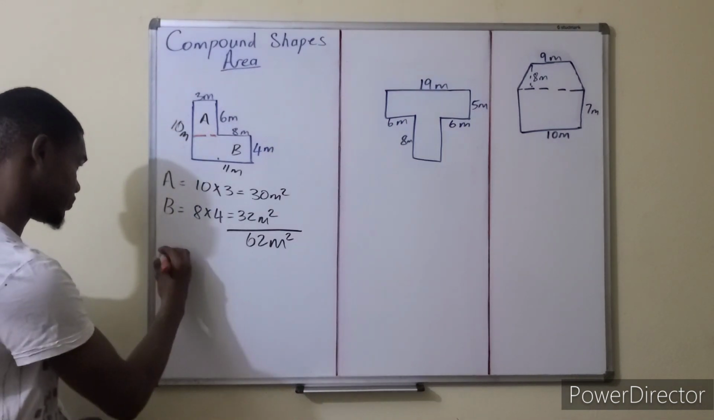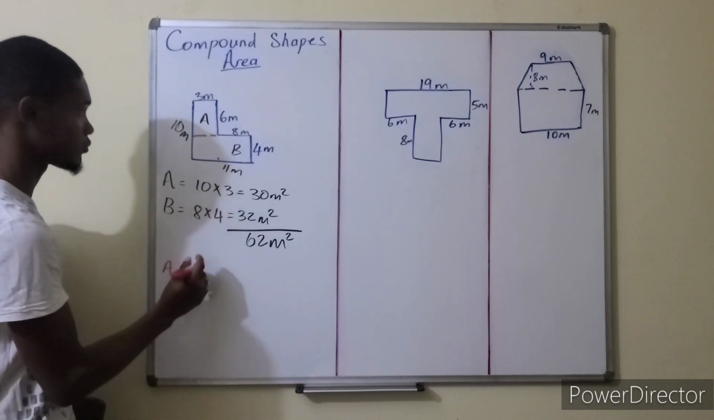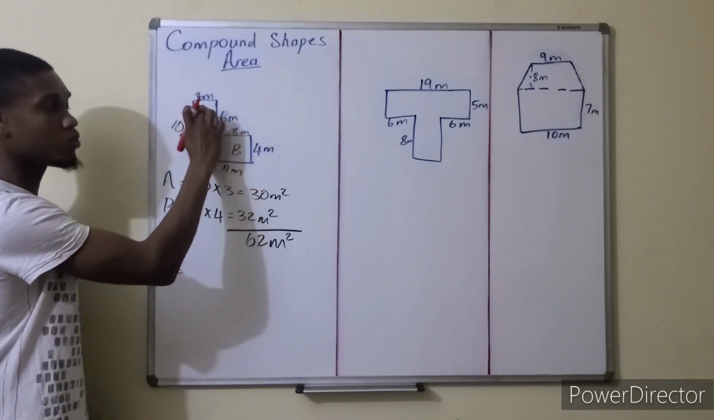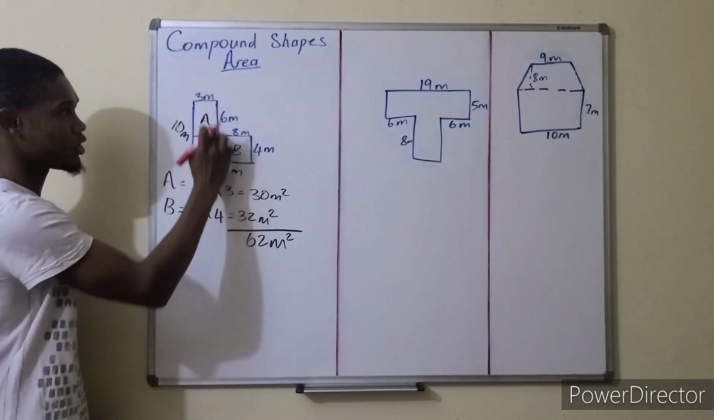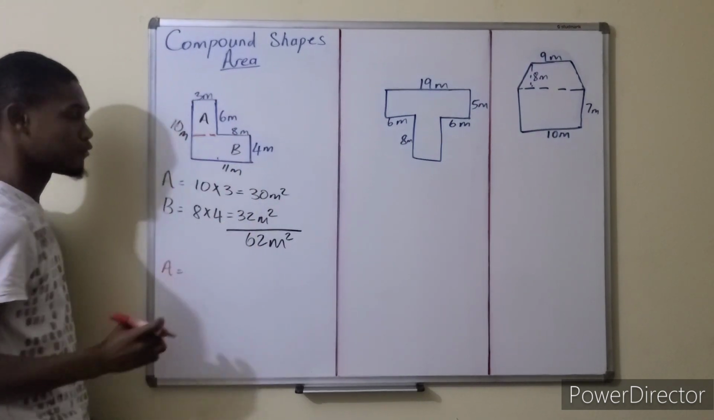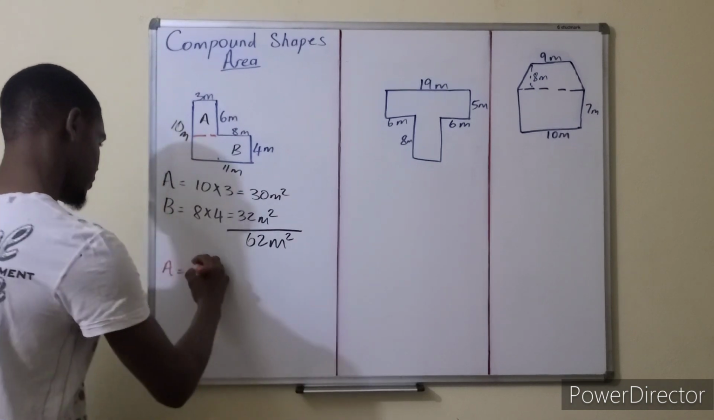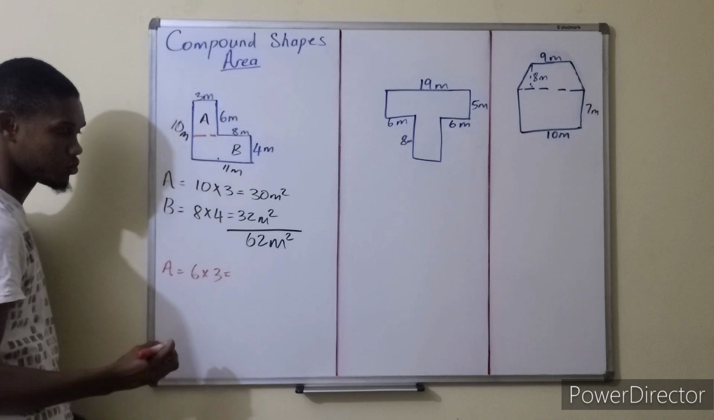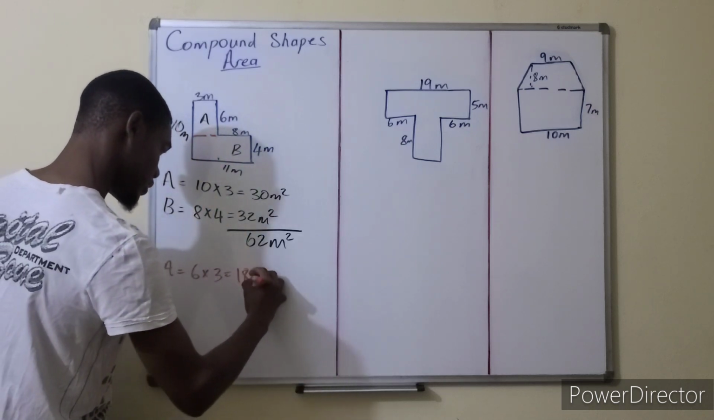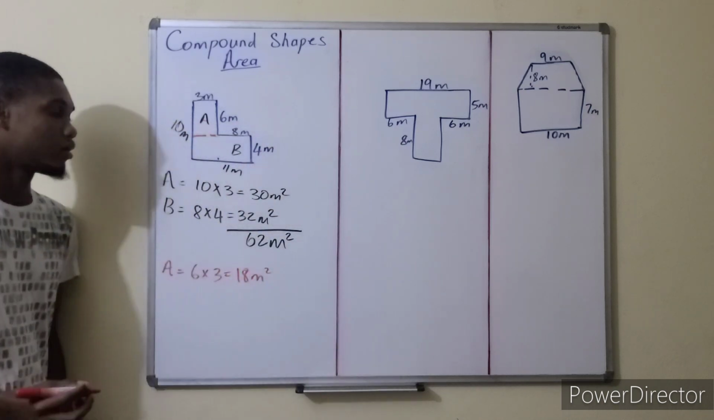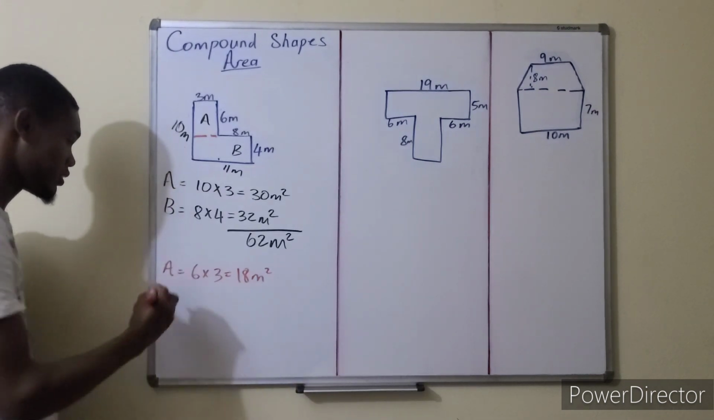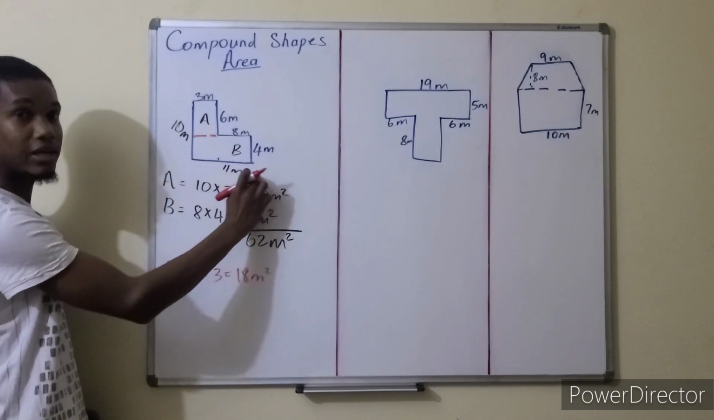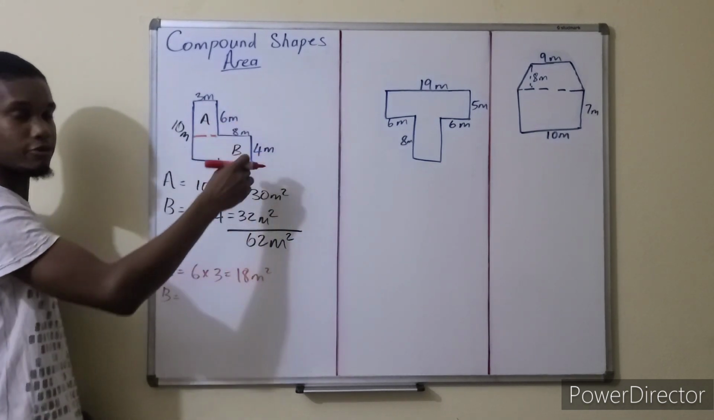Working through A, shape A here, it's 3 for the width, and this time it's going to be 6 for the length. So that's 6 times 3, and that will give you 18 meters squared. Now do the same process. This time we're doing B. So B now, the length is going to be 11, and the width is going to be 4.